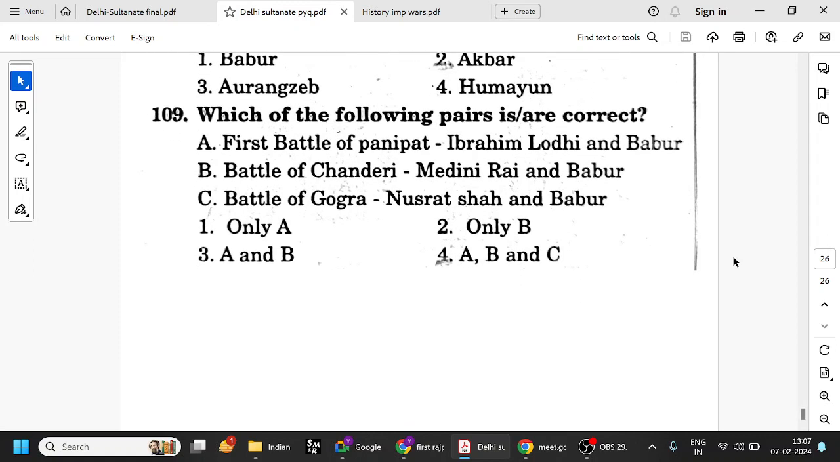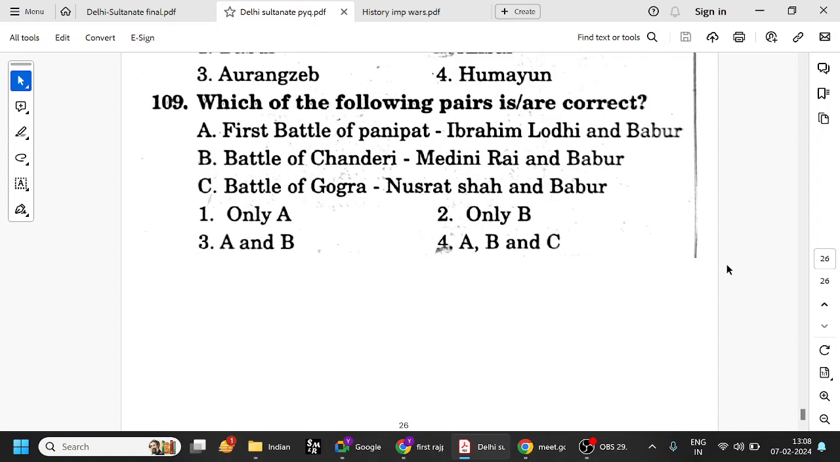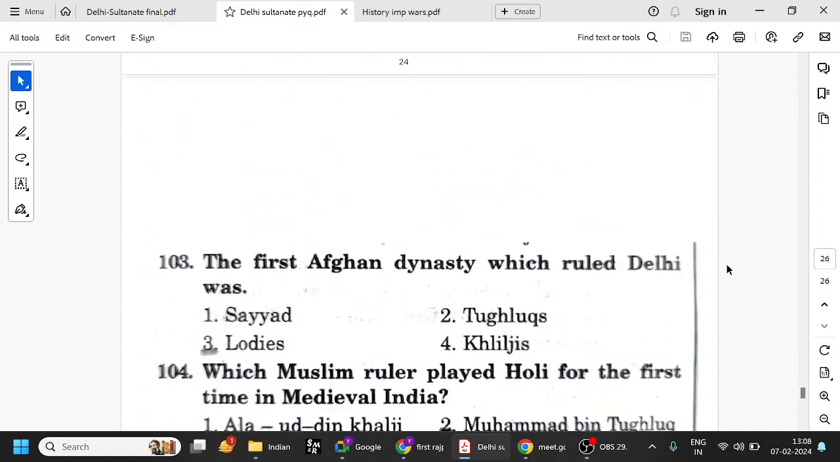So the first battle of Panipat, Ibrahim Lodi and Babur, which is correct, 1526, right? Battle of Chanderi, Medini Rai and Babur. Okay, Battle of Chanderi, try to remember Medini Rai and Babur. Battle of Gagra, Nusrat Shah and Babur. Okay, try to remember all those battles. Okay, so that is the end of Delhi Sultanate.